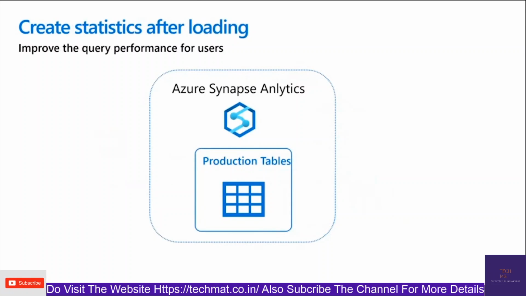To improve query performance, it's important to create statistics on all columns of all tables after the first load, or when substantial changes occur in the data. This can be done manually, or you can enable auto-create statistics.